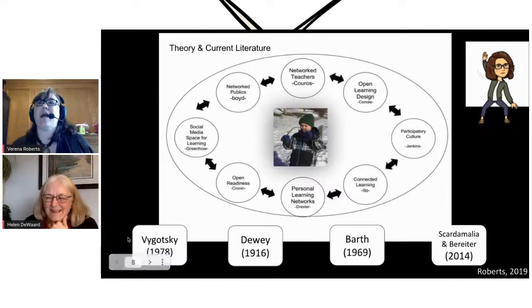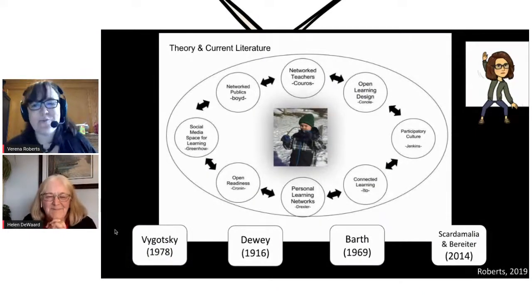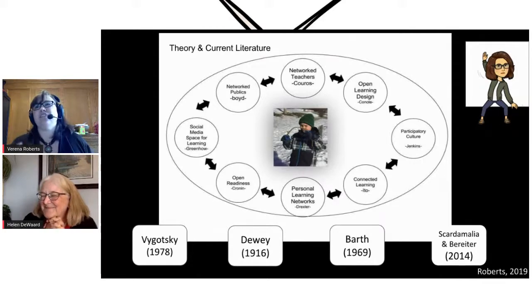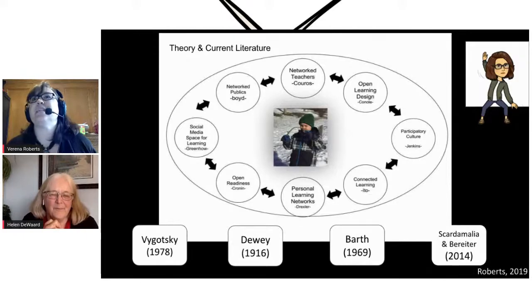This comes from theory and current literature, and you might see some names on here that might be in the room today, which is rather exciting. So at the bottom, you'll see Vygotsky, Dewey, Barth, Scardamalia, and Barrett, who really help support the theoretical foundations for what I believe we consider open educational practices. It's also really important to bring in current ideas and emerging researchers and scholars like Kouros, Knoll, Jenkins, Ito, Drexler, Cronin, Greenhow, and Boyd, just to name a few.